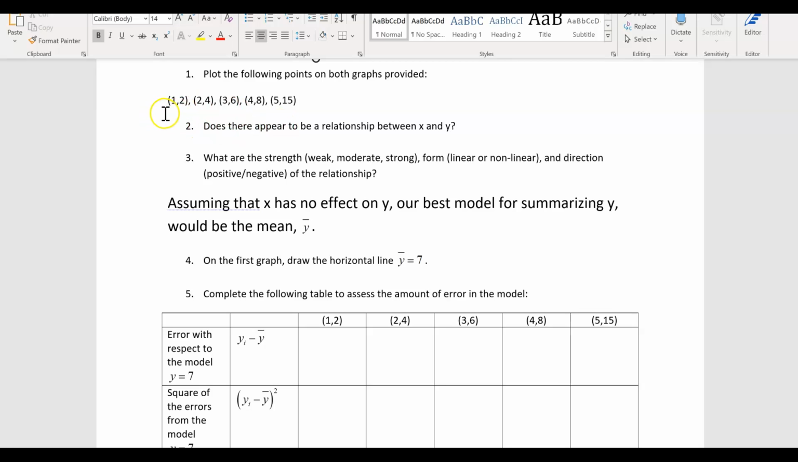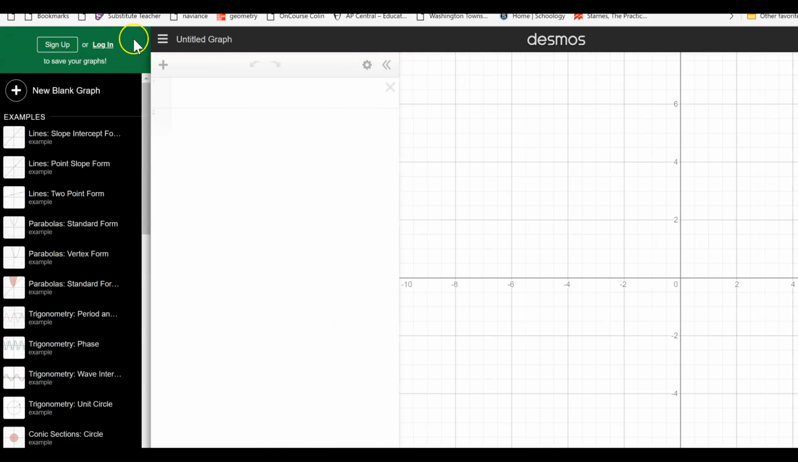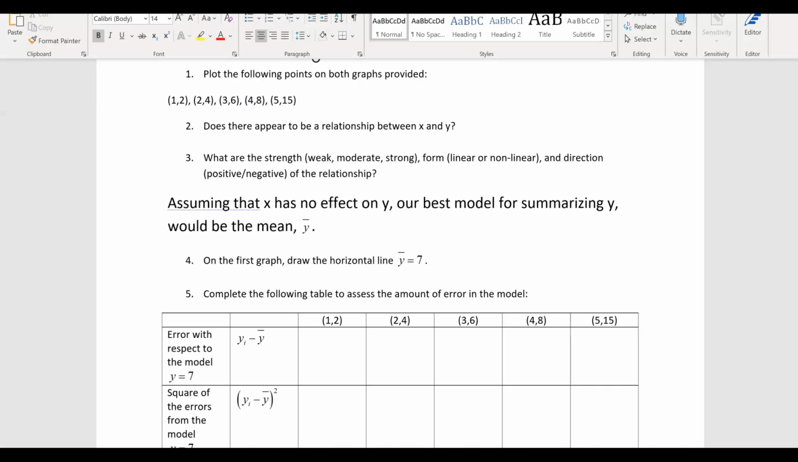So the first thing I'm going to do is plot these 5 points. I'm going to use Desmos software, which is a free online graphing calculator that you all would have access to. So I'll show you how to use that, and if you wanted to use Desmos, you can follow along. We're going to come up to the plus sign at the top and add a table. In the table, I'm going to add those same 5 points that we have in our activity.